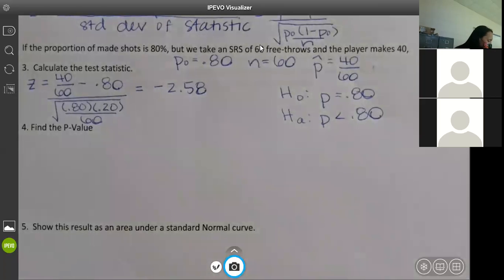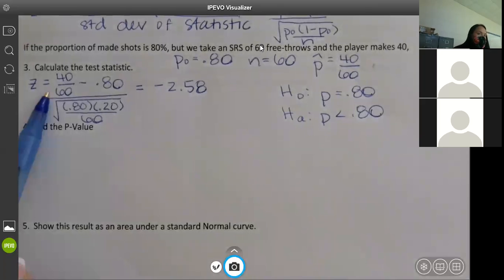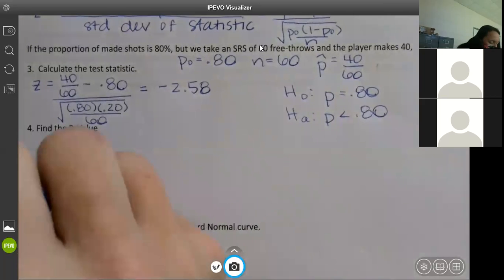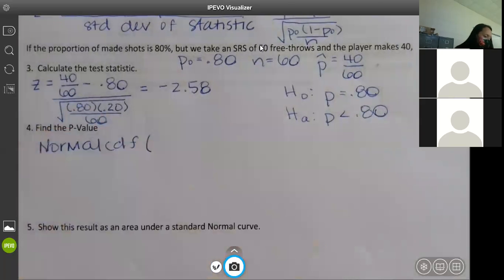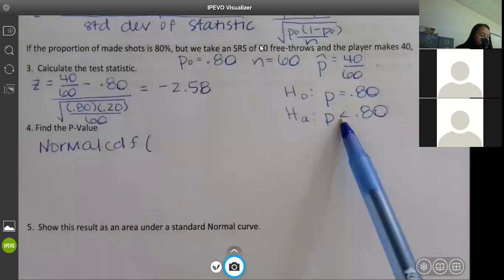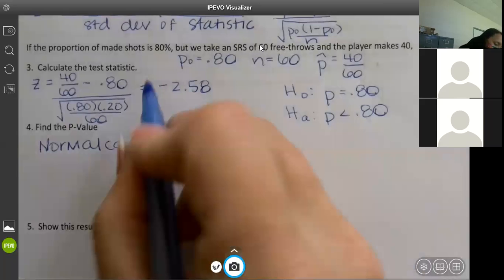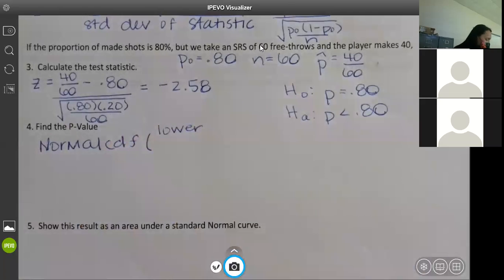So find the p-value. How do we find the p-value? It's z. So what do we do in our calculator? Normal. Yeah, normal. Remember, that's what we do for z's. We're trying to normalize. So normal CDF. The reason I gave you this is because you need to know where to put the 2.58 or the negative 2.58. So what is our lower, if we're doing less than?